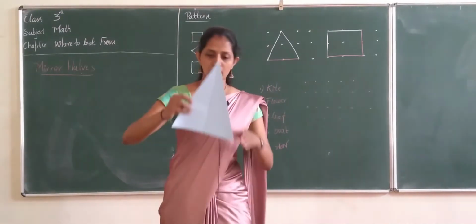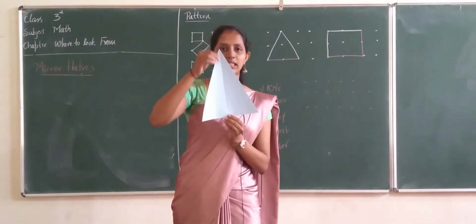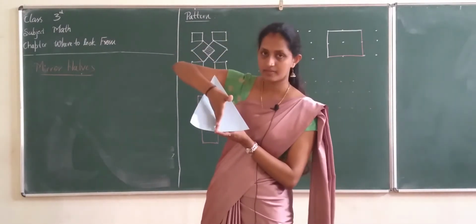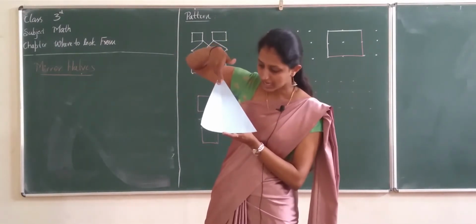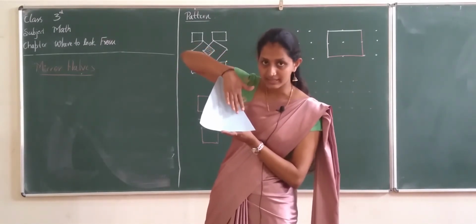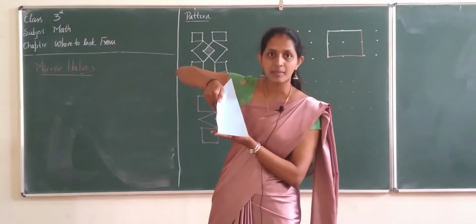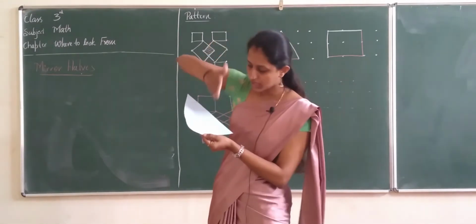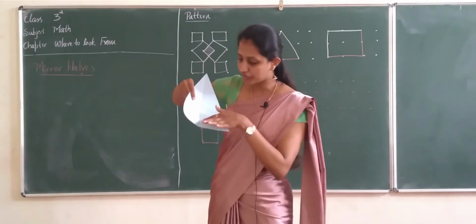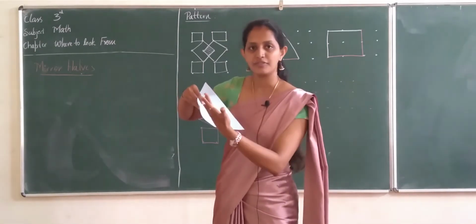I already drew one triangle here, correct? When I place a mirror on the dotted line, I can see exactly half of the triangle in the mirror, correct? Like this, I can see it in a mirror. You have to keep one mirror on the dotted line, then you can see exactly half of this triangle, correct? That means mirror half.